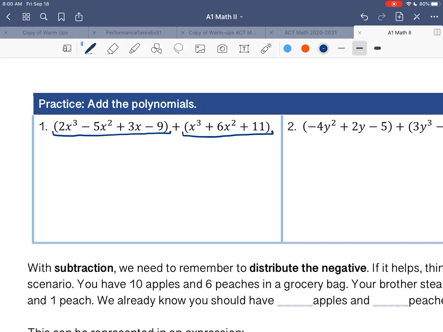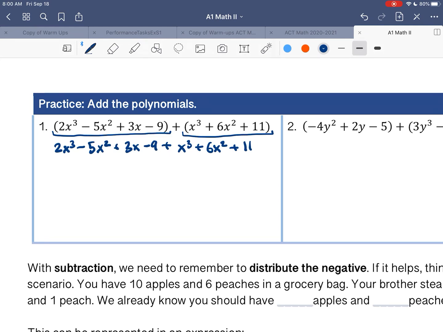The only reason that you'll ever need parentheses is if you're distributing something. So either distributing a negative, which we'll talk about in a second with subtraction, or you're distributing a number. Here we only have a plus in front of our parentheses, and that does not do anything when we distribute it. So we don't really distribute adding. So without the parentheses, this looks like 2x to the third power minus 5x squared plus 3x minus 9 plus x to the third power plus 6x squared plus 11.